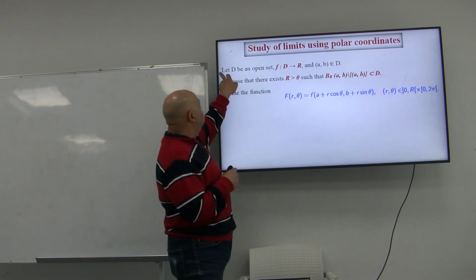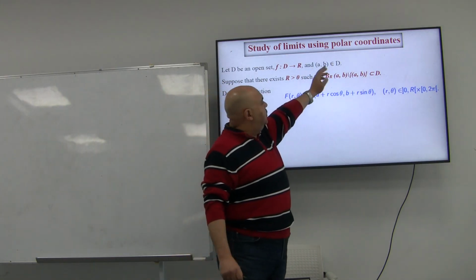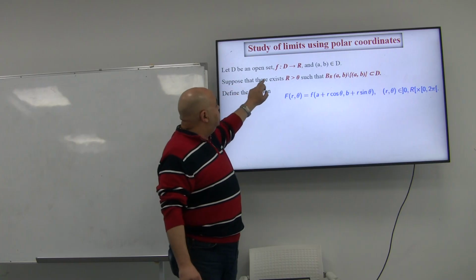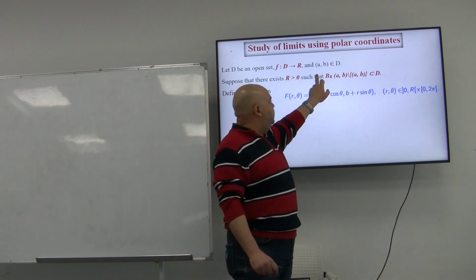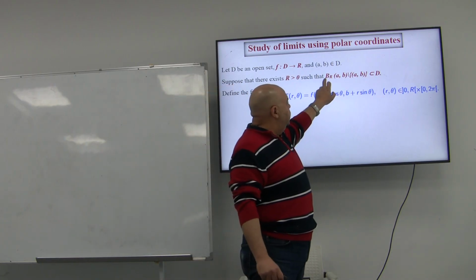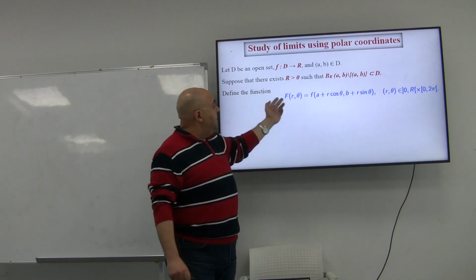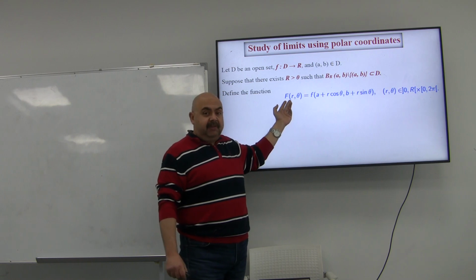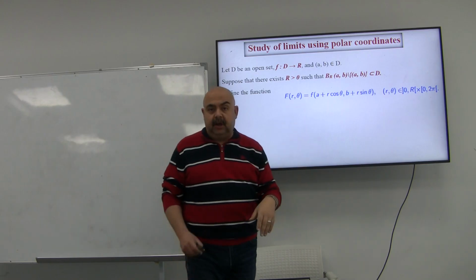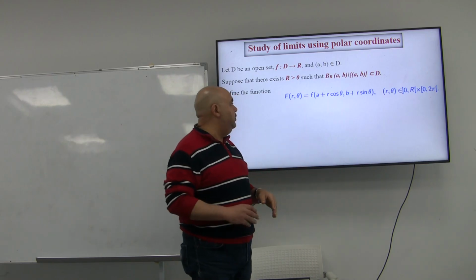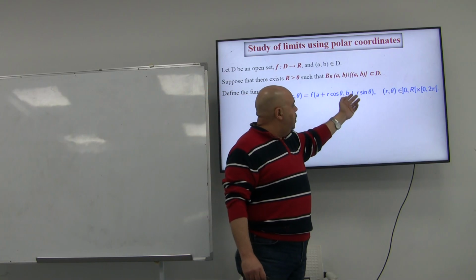So I will start with: let D be an open set, D in R squared, and (a, b) is any point that belongs to D. Suppose that there exists r greater than 0 such that the open ball B of (a, b) with radius r, except at (a, b), belongs to D. Define the function, that's the definition of the function within polar: f of r, theta, where the conversion from x and y into r and theta is going to be a plus r cosine theta, and b plus r sine theta.